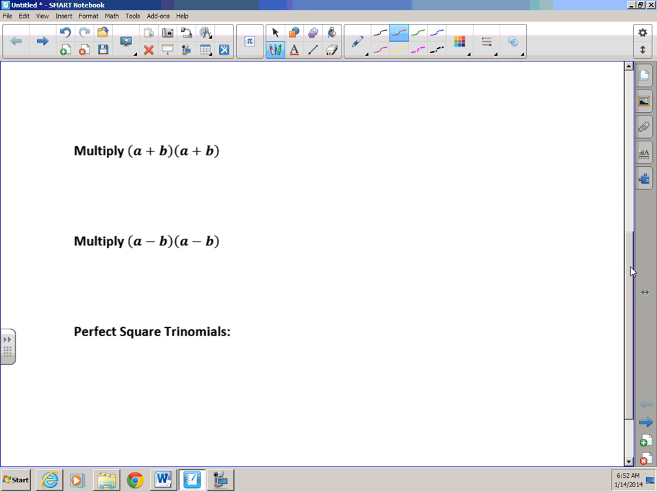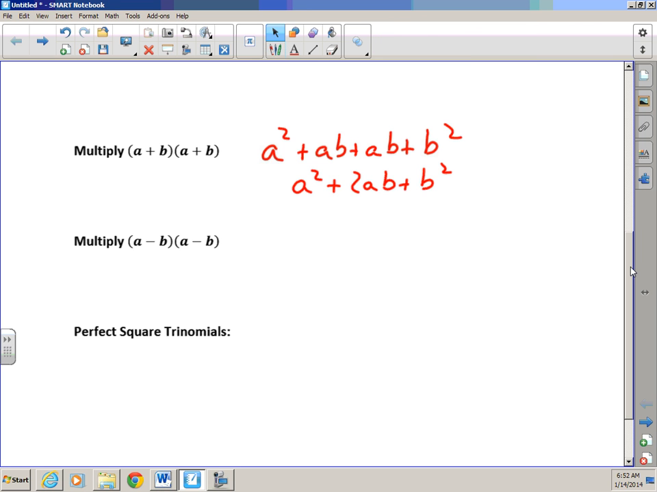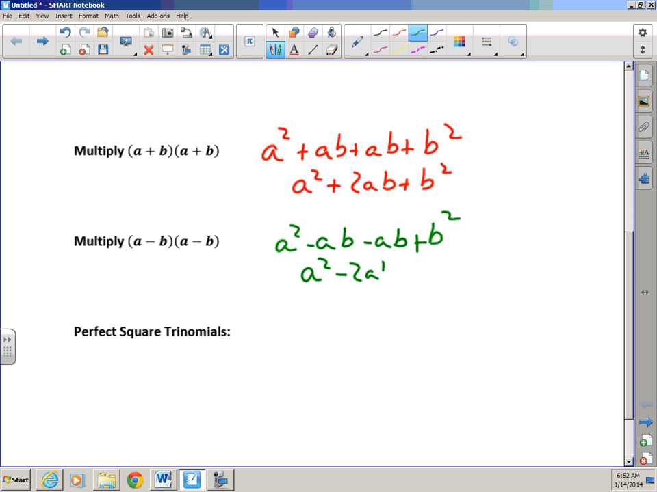Okay? Now, to highlight that, what I want you to just do for a moment is multiply these out by using your FOIL technique, combining the like terms. If I do the same thing on the other side, what you'll see is I have in my final answers here what are called perfect square trinomials.